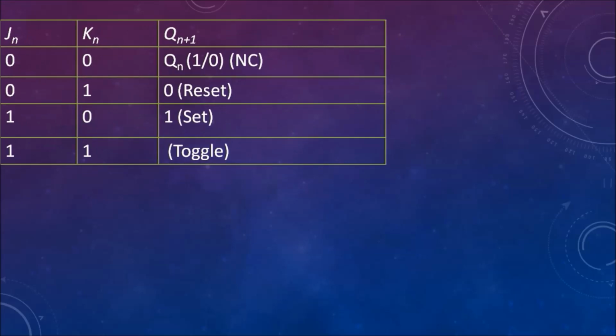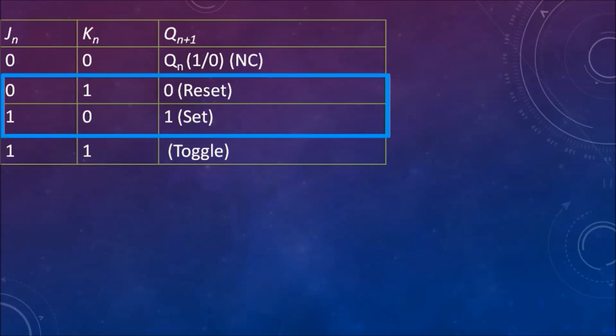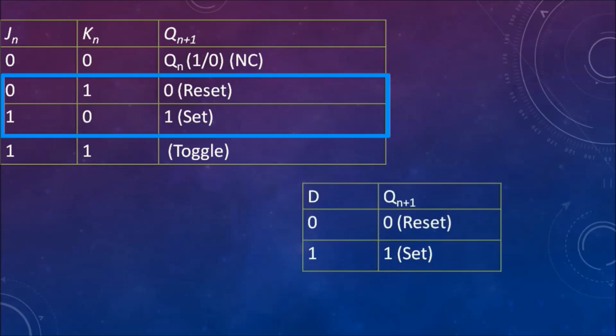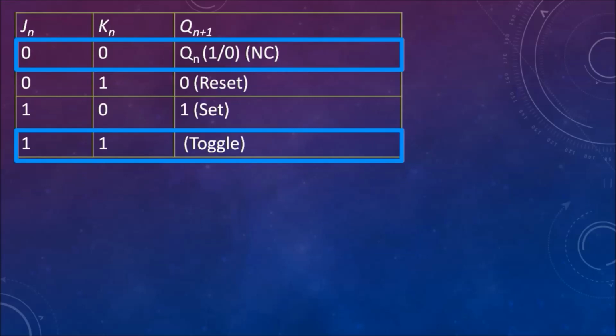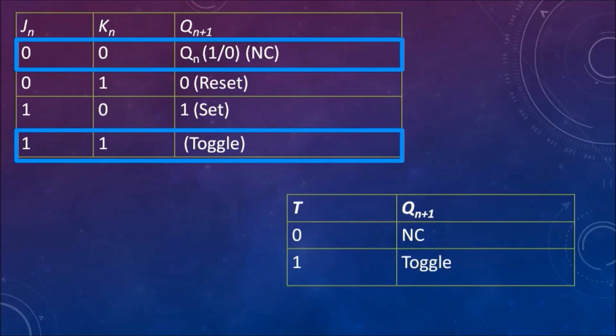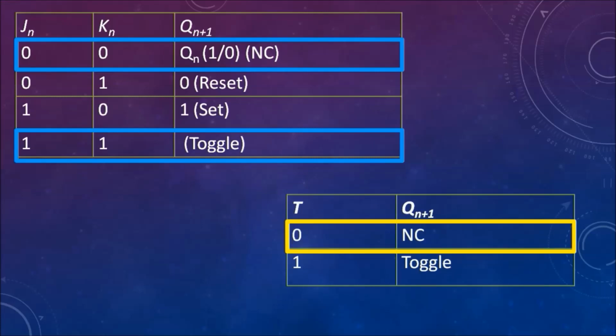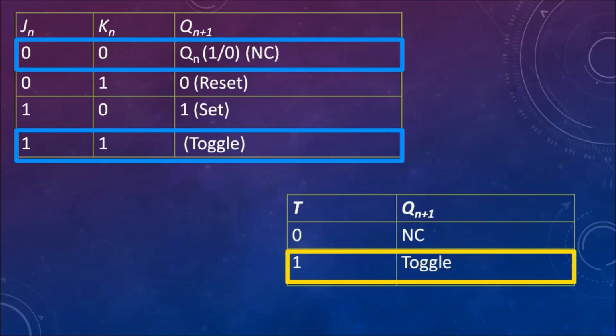For the D flip-flop, we choose the second and third rows of the truth table of the JK flip-flop. Then this is the D flip-flop, where you see that for D equals 0, Qn plus 1 equals 0, or the reset state, and for D equals 1, Qn plus 1 will be 1, or the set state. Now for the T flip-flop, we choose the first and fourth rows of the JK flip-flop truth table. Here for T equals 0, Qn plus 1 is the no change state, and for T equals 1, Qn plus 1 is the toggle state.